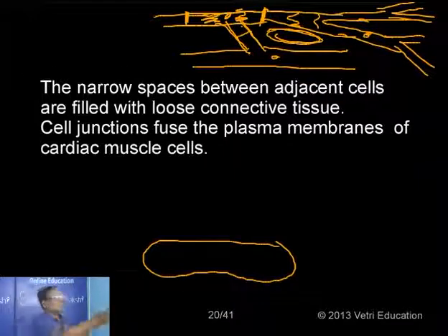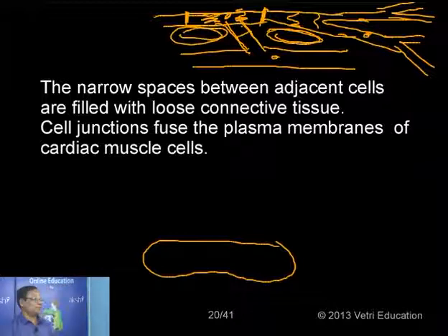I mentioned all of the narrow, so this is the narrow space. That narrow space is filled with the loose connective tissue. Okay? And between the cells, the adjacent cells, what I studied already, the cell junctions: gap junctions, tight junctions, junctions of adherence. These are all the different types of junctions we have between the cells. Tight junctions, also we have the gap junctions, then adherence junctions between the adjacent cells.